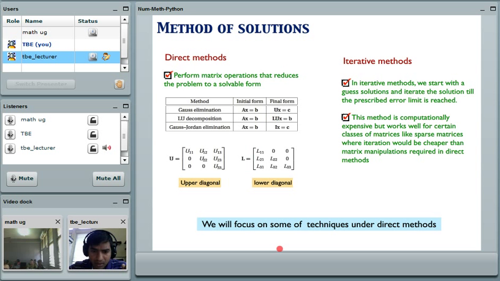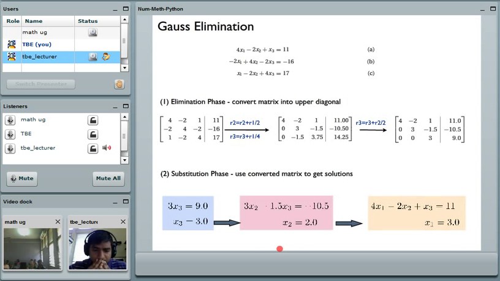So going back here, what is this method for Gauss elimination? I'm going to do a series of transformations to convert a matrix into this particular form. For example, for this system, I have chosen an example which is 4, minus 2, 1; minus 2, 4, minus 2; 1, minus 2, 4. If you read it, the equation should read like 4x1 minus 2x2 plus x3 equals 11, minus 2x1 plus 4x2 minus 2x3 equals minus 16. So this is the set of equations.